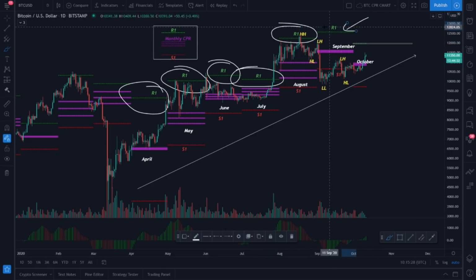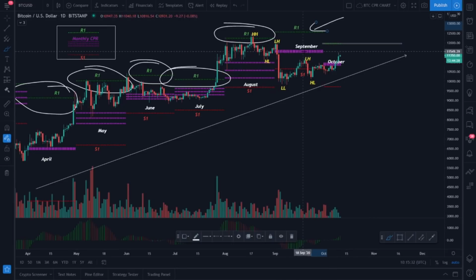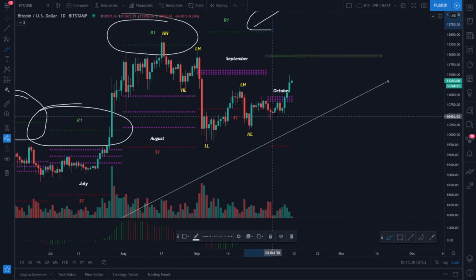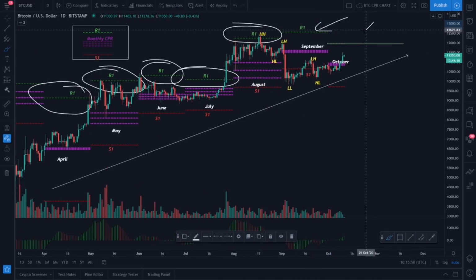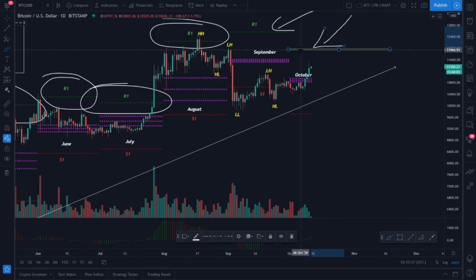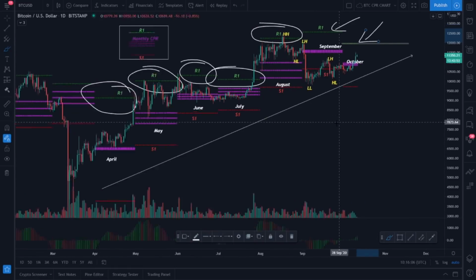But for September, this CPR was clearly left open. You can see in September the price never got an opportunity to close above this monthly CPR level. We had a downtrend, but now the price of Bitcoin is above the monthly CPR level, which is giving us an indication that until the October month the price could come and test this R1 level, the monthly R1 target level, which is around 11,950 area, which I've already said, you guys.